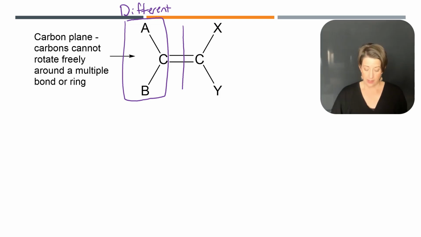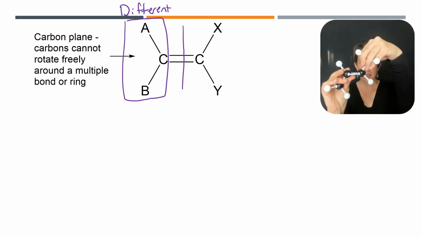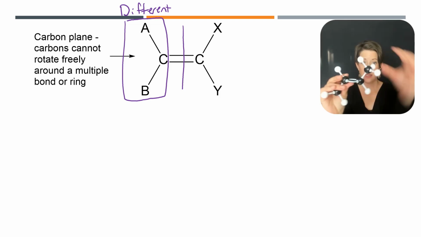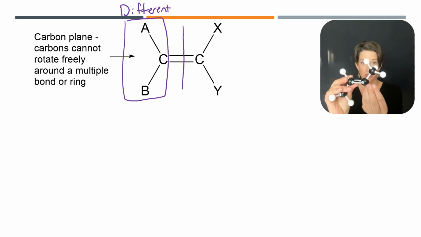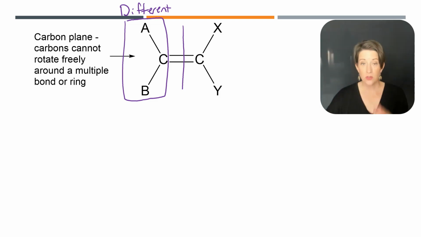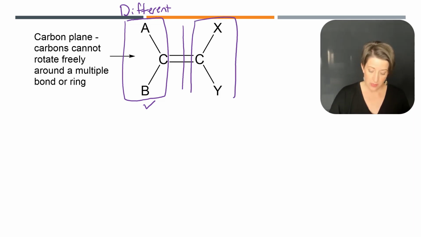What is required is that the two groups bonded to that fixed carbon need to be different. So here, let's say this is group A, this is group B. One's a methyl, one's a hydrogen. Those are two different groups. That is required to know whether or not we would have a cis-trans designation. And we need to do that for both sides of the locked carbons.